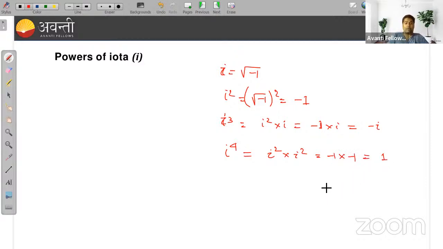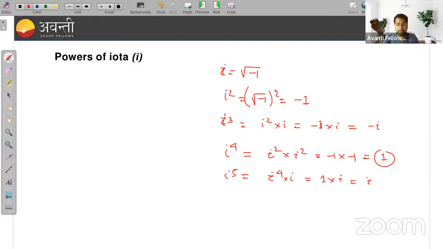So similarly, now i to the power 5. What is the value of i to the power 5? We can write this as i to the power 4 into i. That is 1 into i, so i to the power 5 becomes i. Similarly, what will i to the power 6 be? i to the power 6 is i to the power 5 into i, that is i into i, which is i square, that is minus 1.